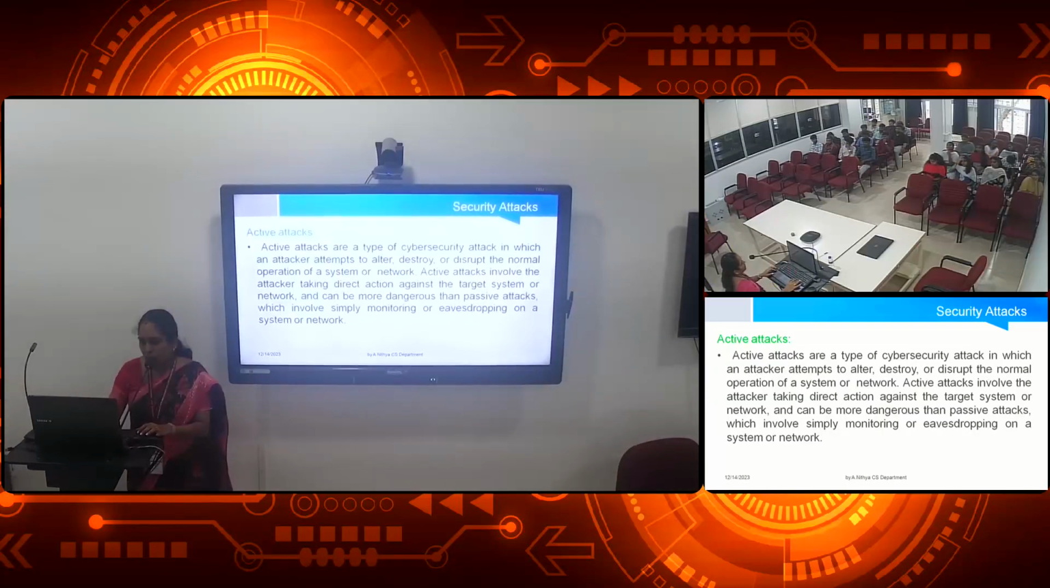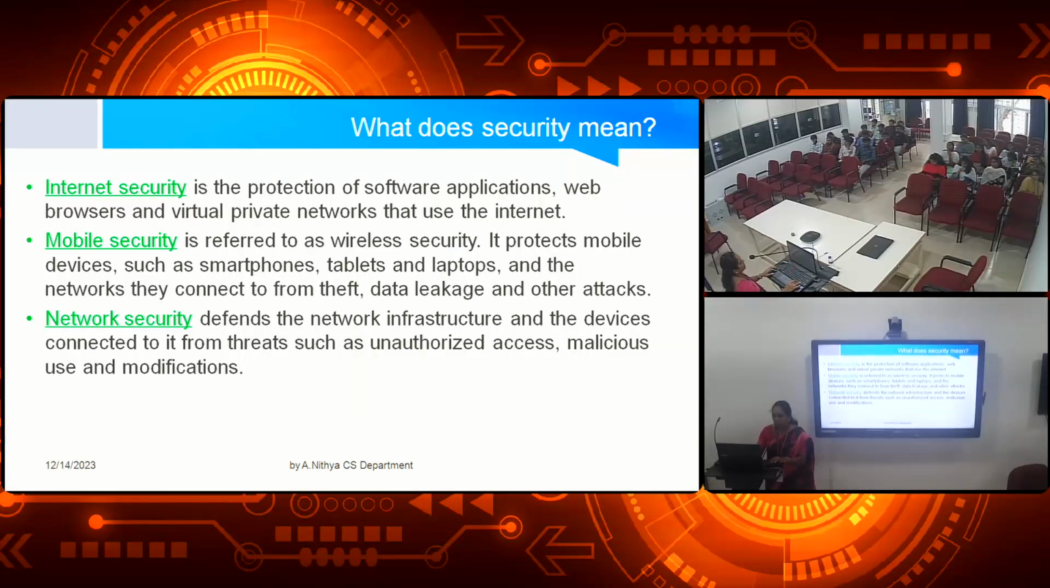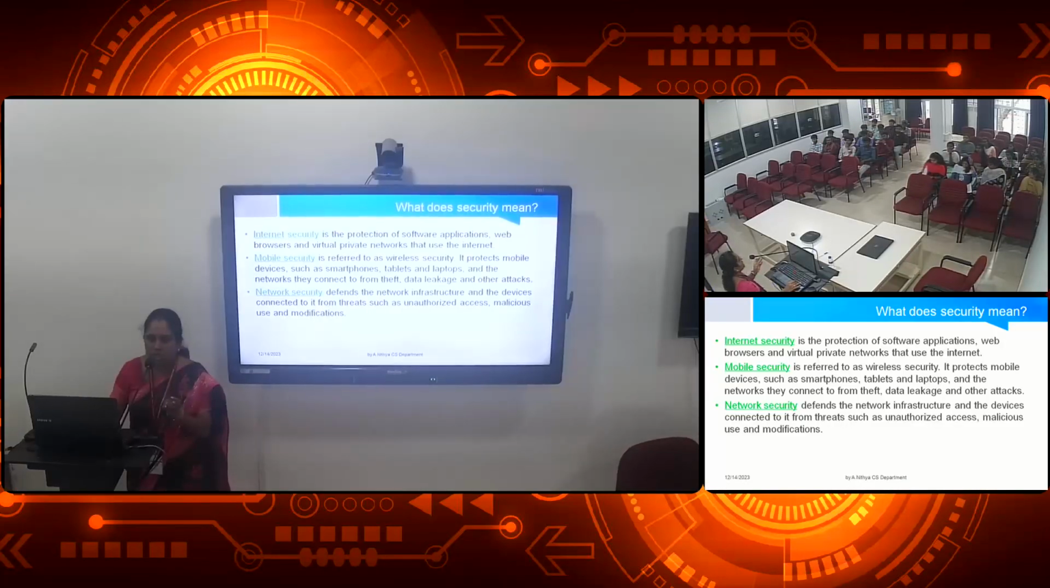So, how many things we have seen? How many security types are we having? How many things we have seen? 5 types we have seen. Starting from physical, second one application, third one cloud, internet, mobile, network. So these are all the things you have to know about security. What does security mean? We are protecting the data from internet, mobile, network, cloud and physical layer.